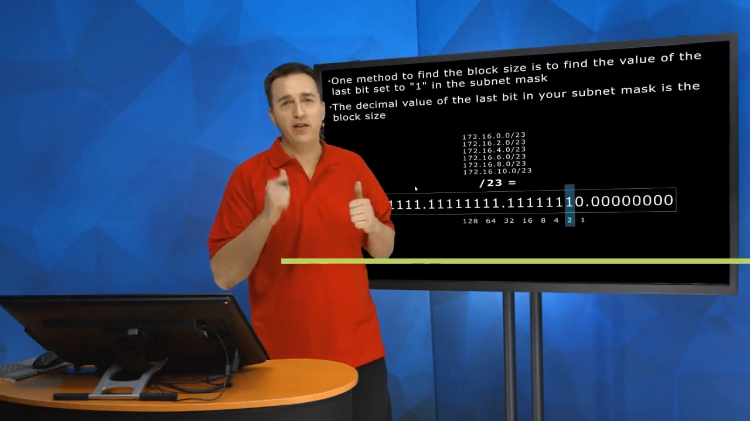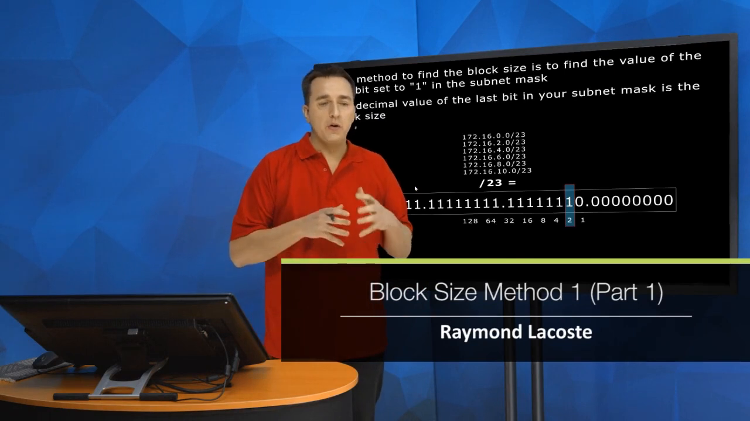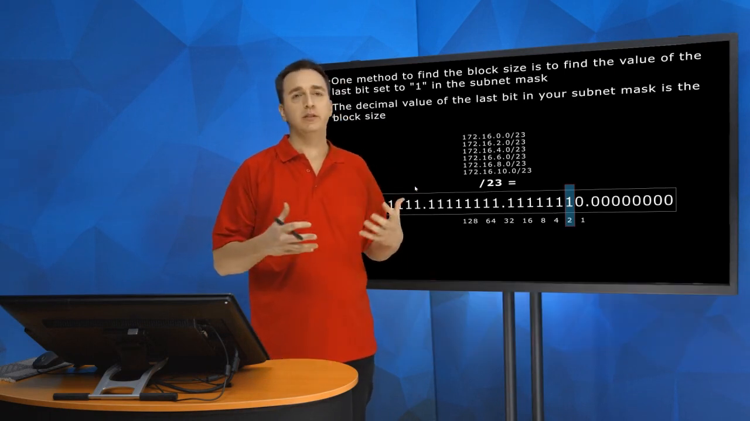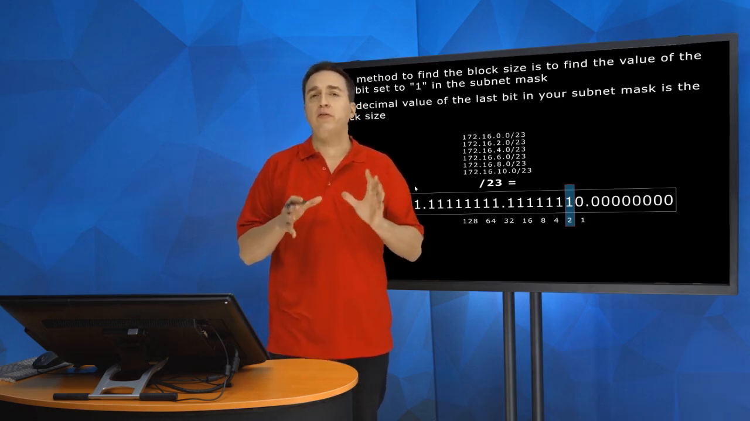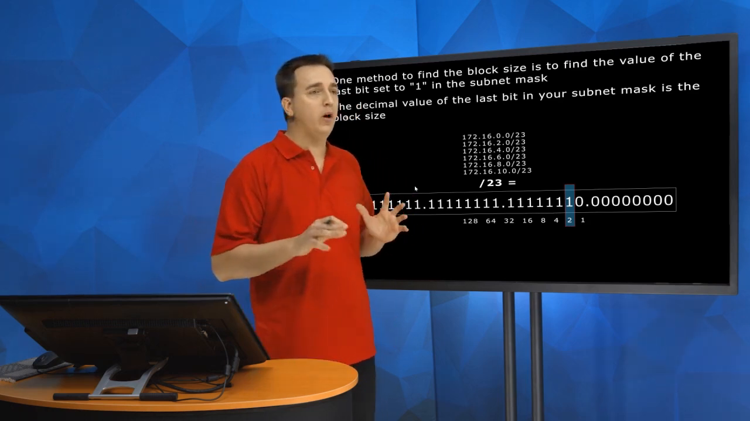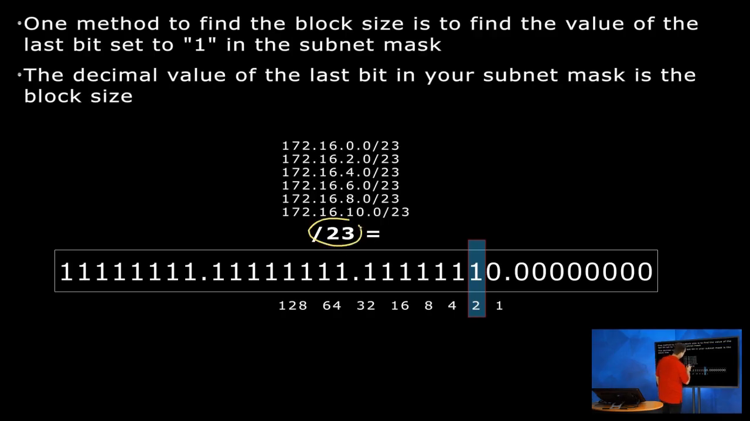Block size method number one. What we're trying to figure out here is the progression in the most significant octet, and we're going to do it based on binary values. I'm a big fan of using block size method number one when I am presented with my subnet mask in slash notation, because slash notation is ultimately telling me the number of binary values I have within the subnet mask, how many binary ones we have.